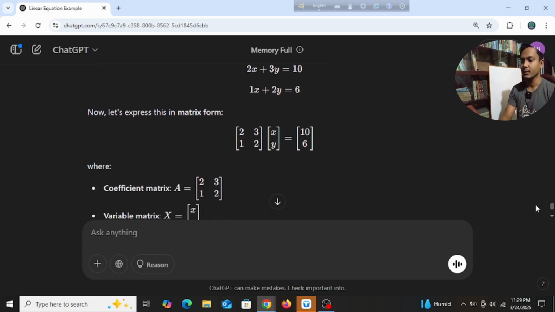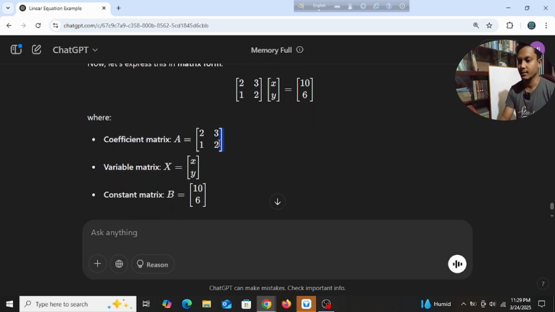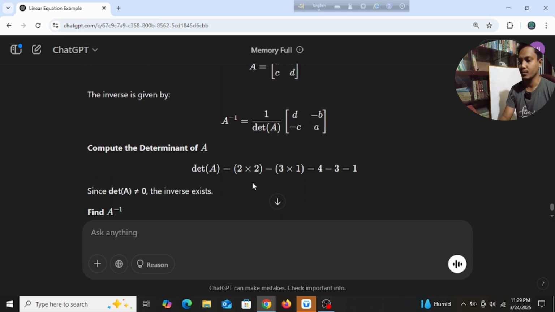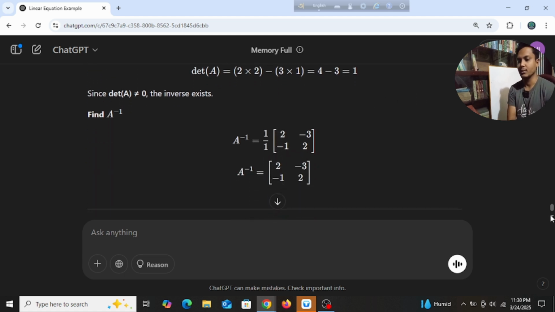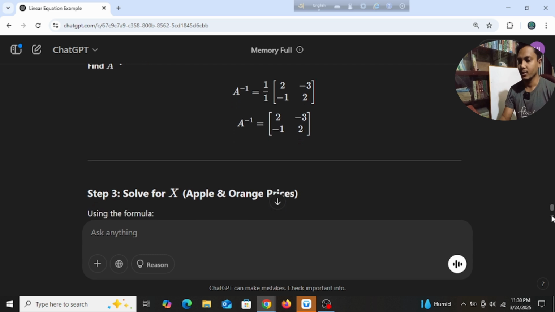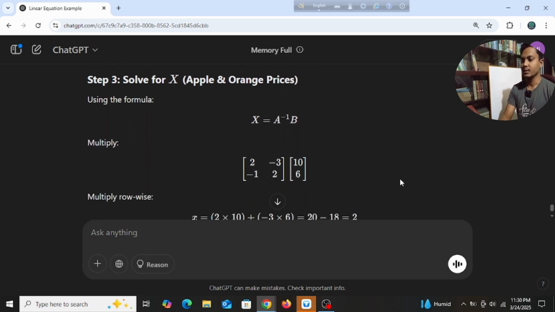Now we can organize this information according to matrix form. A is 2, 3, this is the A matrix, this is the X, and this is B. So we need to find the determinant: 2 into 2 minus 3 into 1. So the determinant is 1. Since it's not equal to 0, the inverse exists. As the inverse exists, the inverse is this one. So solve for X: X equals A inverse B. So you see here.